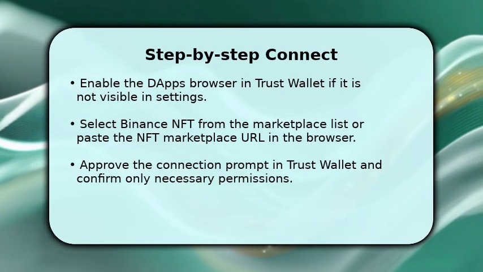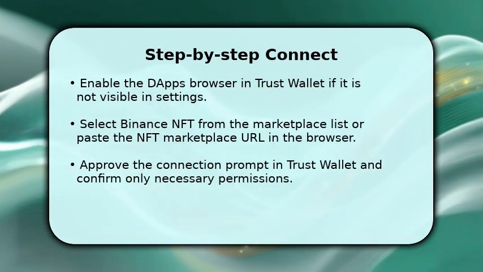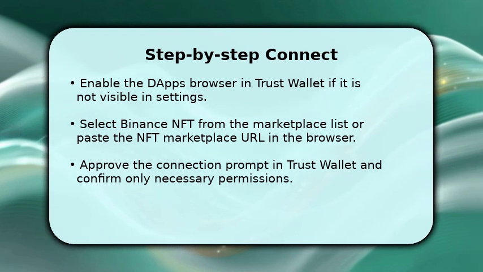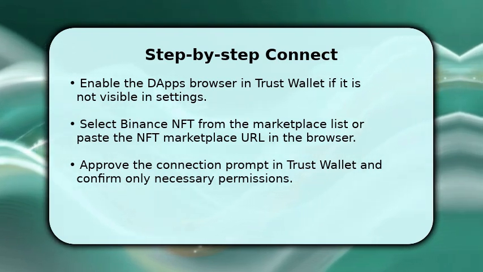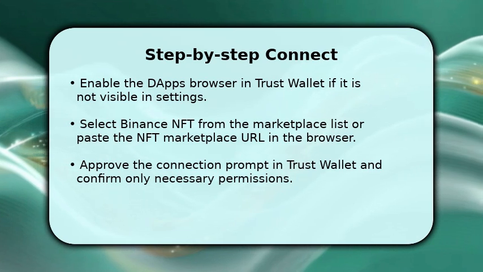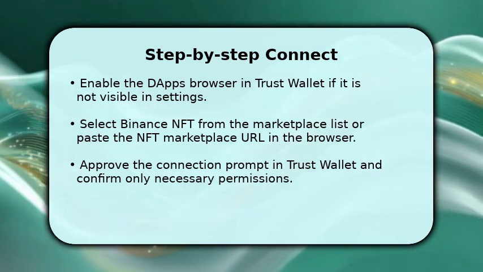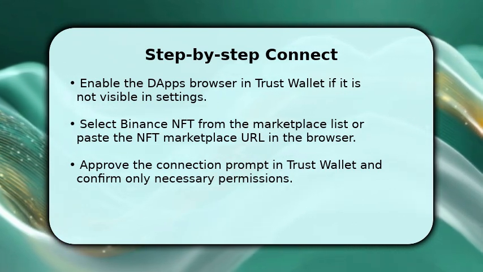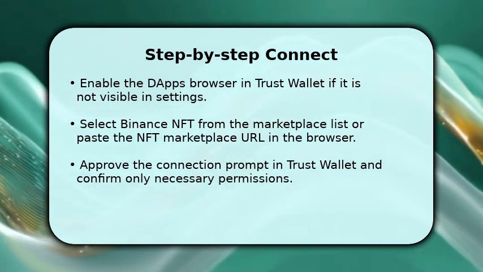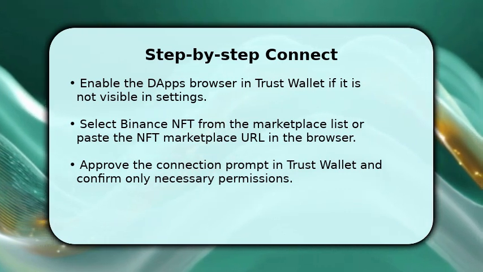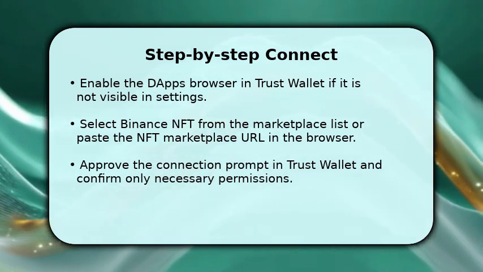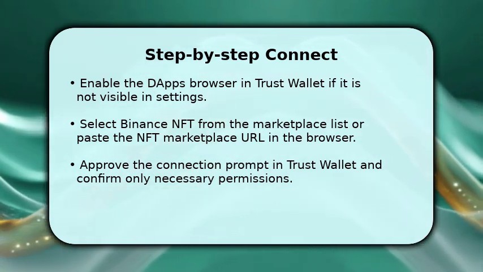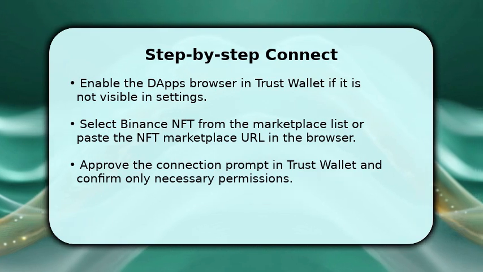Open Trust Wallet, enable the dApps browser, and navigate to the Binance NFT marketplace in the wallet browser. Choose Connect Wallet, select Trust Wallet, and follow the pop-up prompts to authorize the connection securely. Refuse any requests asking for your private key or full account export. Once connected, refresh the page to see your NFT collection and pending transactions before approving transfers or listings.